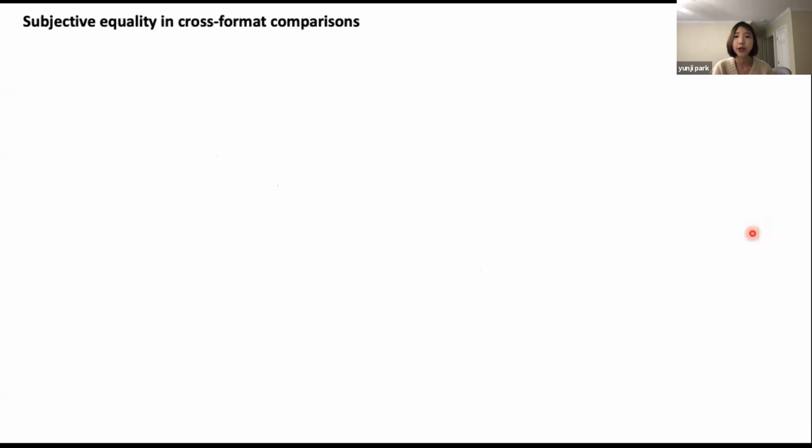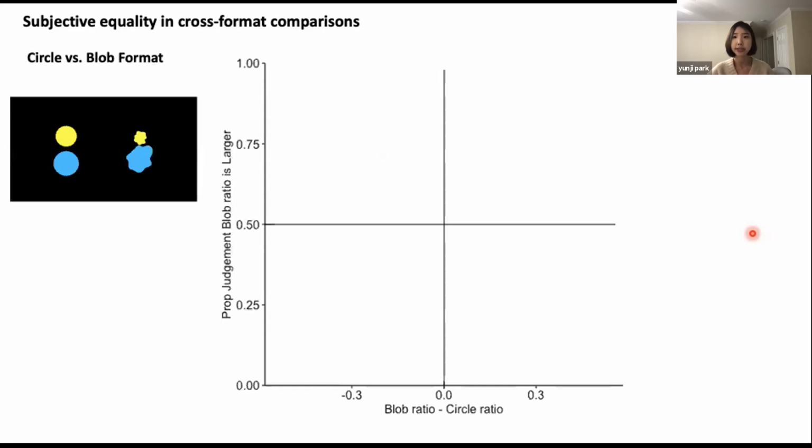Adding to this, we also looked at whether participants equally judged the amount of magnitude in different formats across different distances. Since the graph I will introduce is not familiar to some people, I will first take a case of the circle and blob ratio format design. In the graph, the y-axis shows the probability that people judged the blob ratio is larger. So 0.5 means that people judged the circle and blob ratio as the same size.